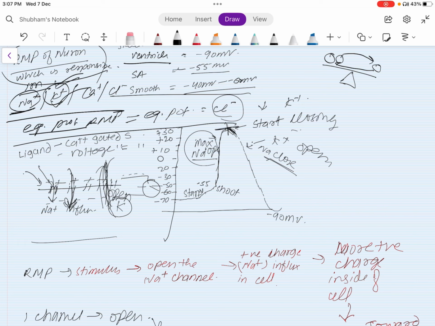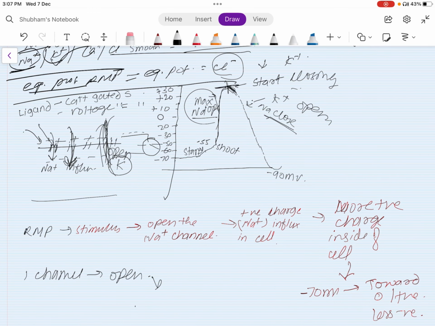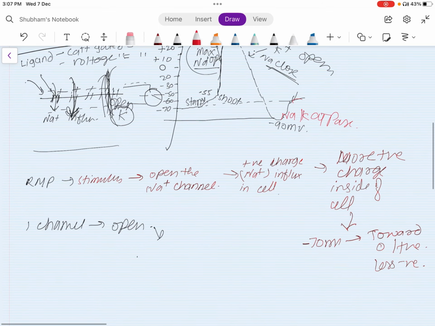Right? So they're free to go. They will do more of the job, more than required. That's why they will make it more negative than the resting membrane potential. And then it will start to come back to normal. And who does that job? Sodium potassium ATPase, which will bring it back to the resting membrane potential. So without that, it is not going to come back.